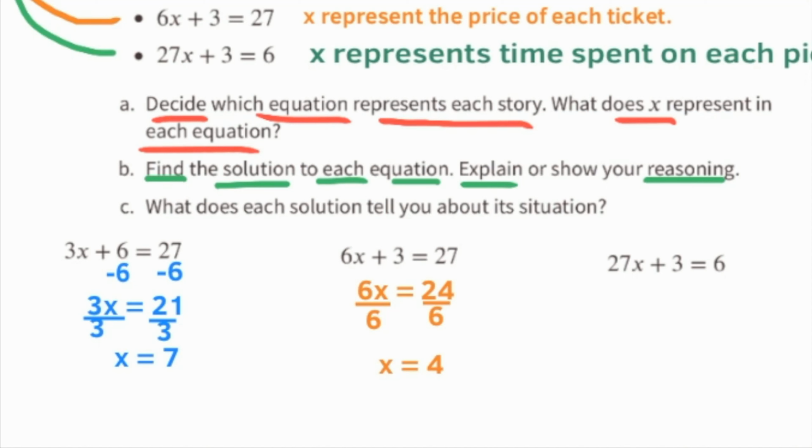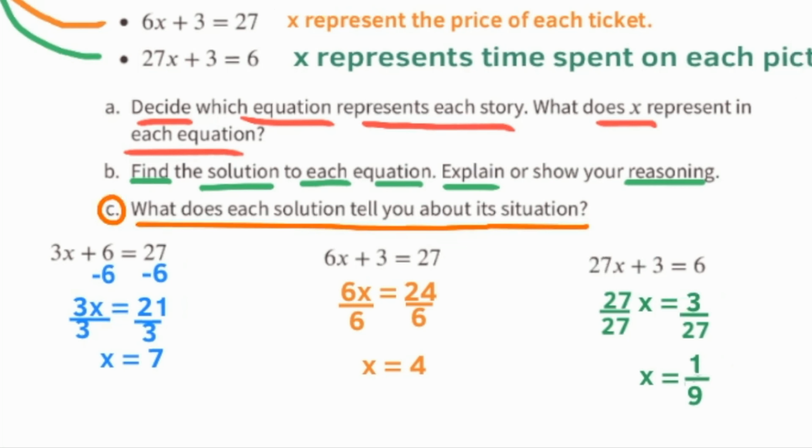Let's solve for x on the last equation. 27x plus 3 equals 6. We need to subtract 3 from both sides. 27x plus 3 minus 3 equals 27x, and 6 minus 3 equals 3. Now the equation reads 27x equals 3. To get the x by itself, we need to divide both sides by 27. 27x divided by 27 is 1x, or x, and 3 divided by 27 is 3 over 27, or 3/27. And that can be simplified. 3 divided by 3 equals 1, and 27 divided by 3 equals 9. So x equals 1/9.